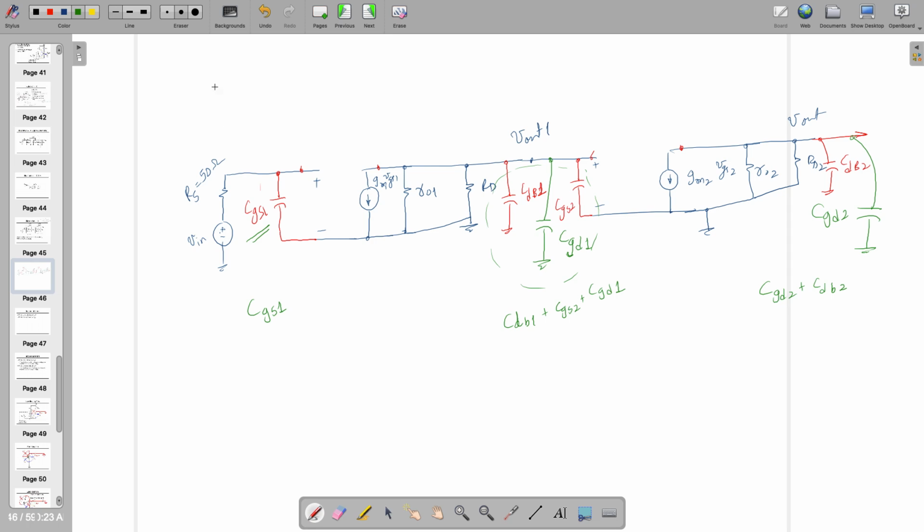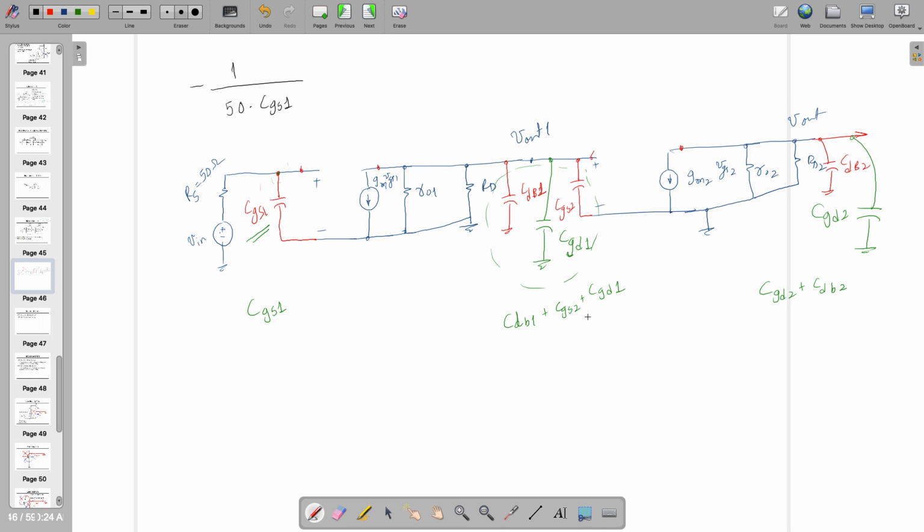Let's start from the input side. In that case, the pole location, or the resistance seen at this node, is going to be equal to 50 ohm only, because at that time you are going to short this and the rest of the things are no more available. So it's only 50 ohm. Let's write down one of the pole locations is minus 1 by 50 times CGS1.